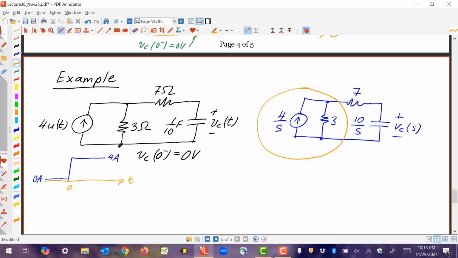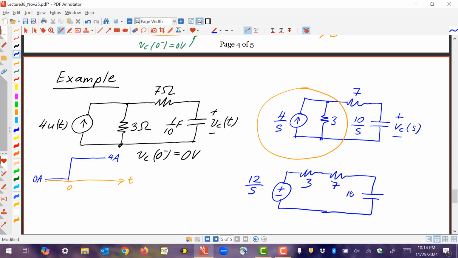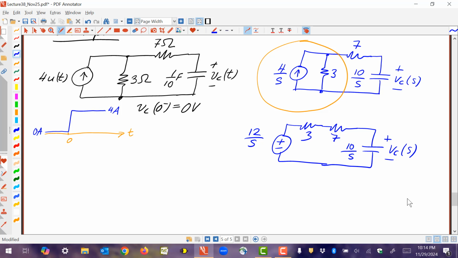Source transformation. So you get 3 ohms in series with a voltage source whose value is I times R. So it gives you 12 over S as the source. And now you have 7 here, right? This is 10 over S. This is VC of S, right? And now, oh, you see 3 plus 7 is in series. Great. 10 ohms. I'll take that.